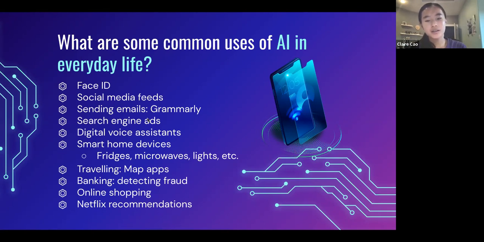Another example that's not listed on here is the heating and cooling system. Some homes have a smart cooling system that automatically, by an AI algorithm, heats up or cools down at different times of the year, depending on the weather and also depending on what time it is, to make sure that the house is comfortable, not too hot or too cold.